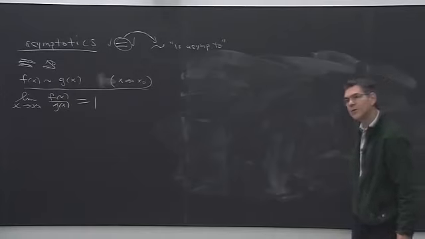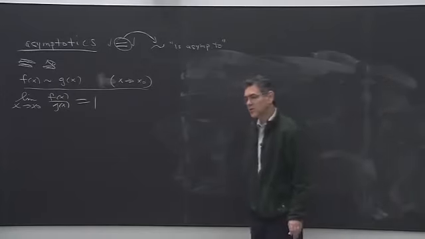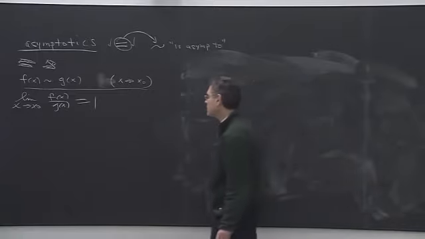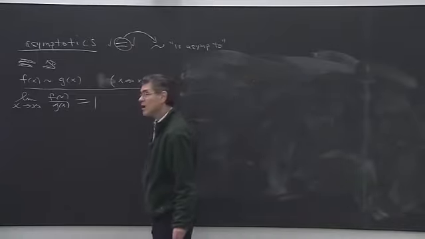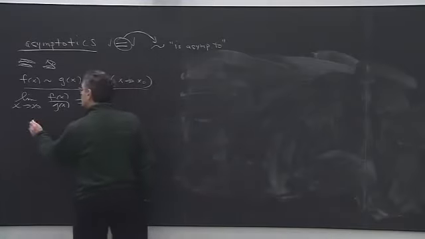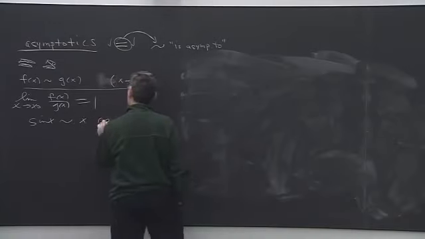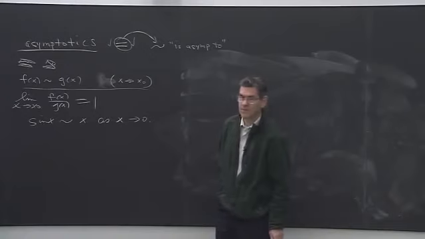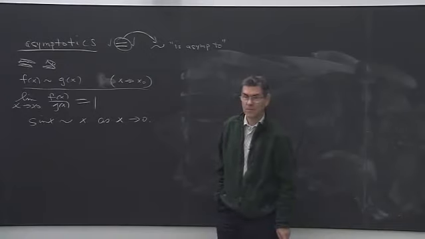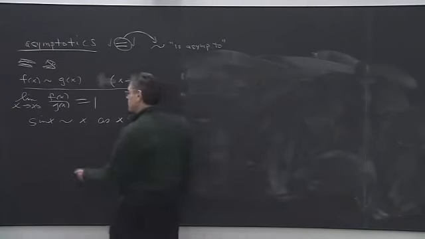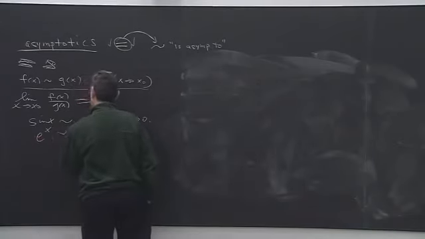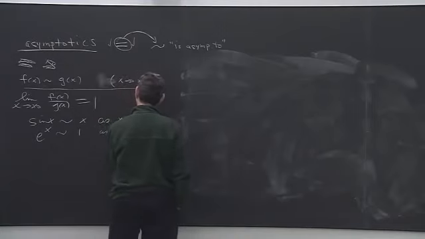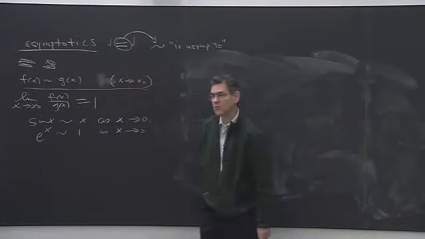Okay, so let's write down a few asymptotic approximations or asymptotic relations. Sine of x is asymptotic to x as x goes to 0. Is that true or not? And let's write another one. E to the x is asymptotic to 1 as x goes to 0. Is that true?